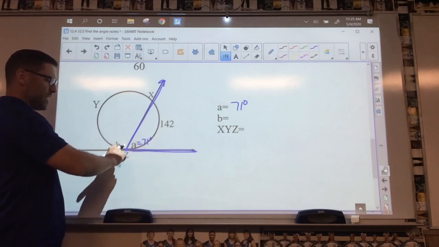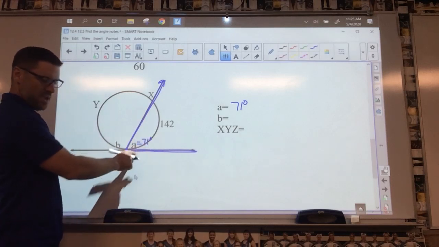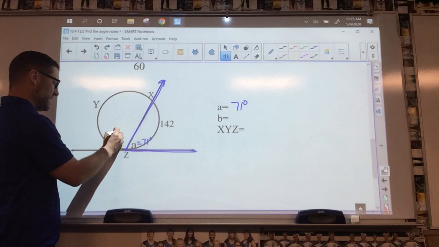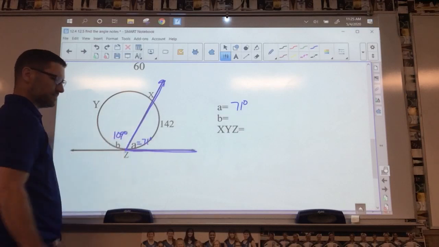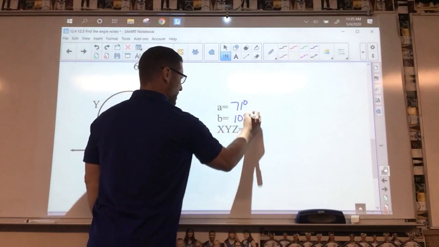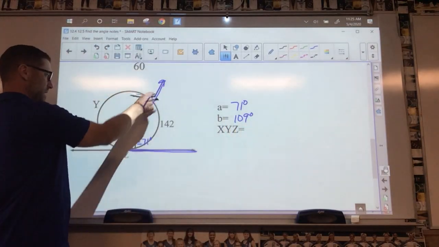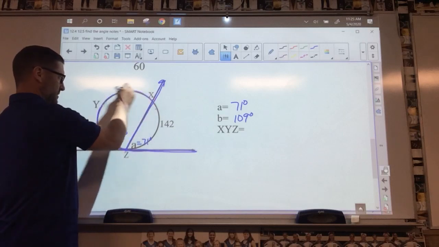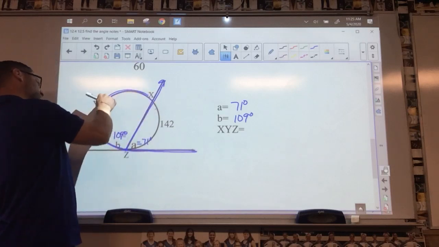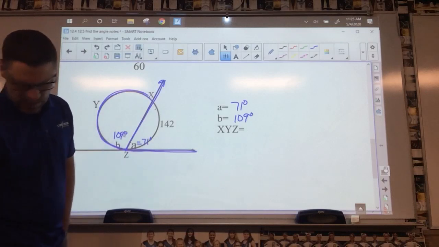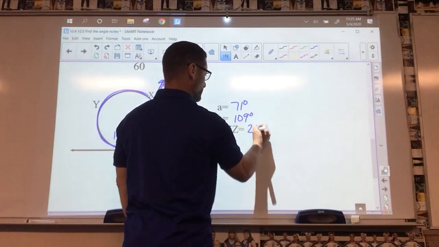Angle B, well, forms a linear pair with A. So I'll do 180 minus 71, and I get 109. So this angle is 109 degrees. And then XYZ is that distance. And if I have 109 there, I would double it to get to the arc. 109 times 2 is 218 degrees.